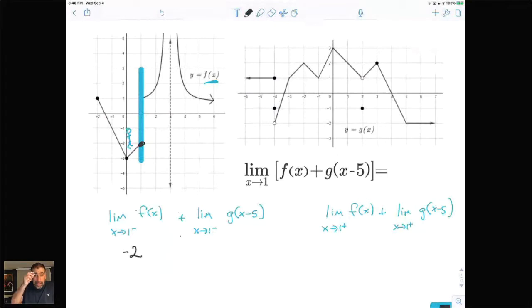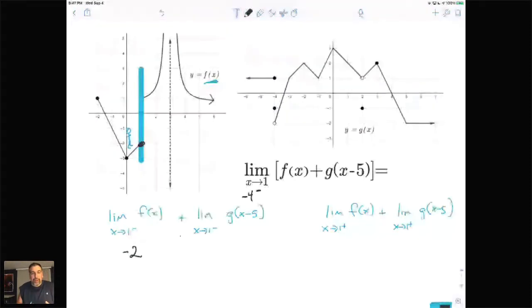Now, for the other one, the limit of g of x minus 5, this one's a little trickier, because we've got a shift going on. The way I like to think of this is, if x is going to 1, then x minus 5 is really going to -4. If x is going to 1, this is really going to -4. So I'm approaching -4 from the left on this problem because of the shift.